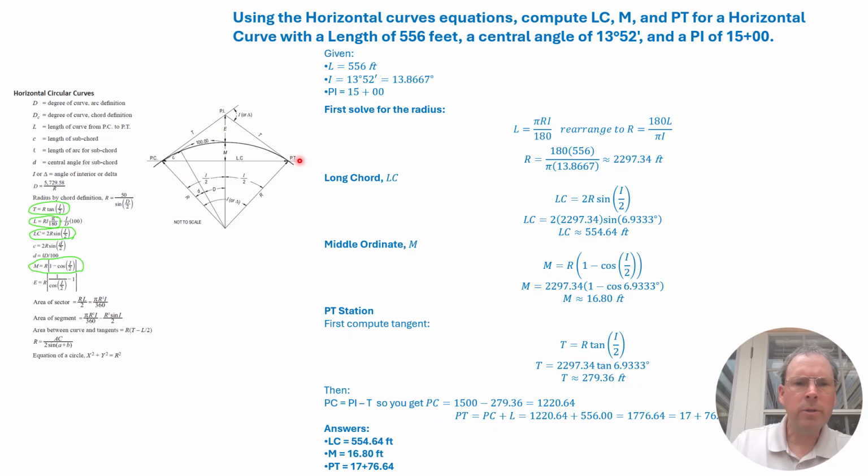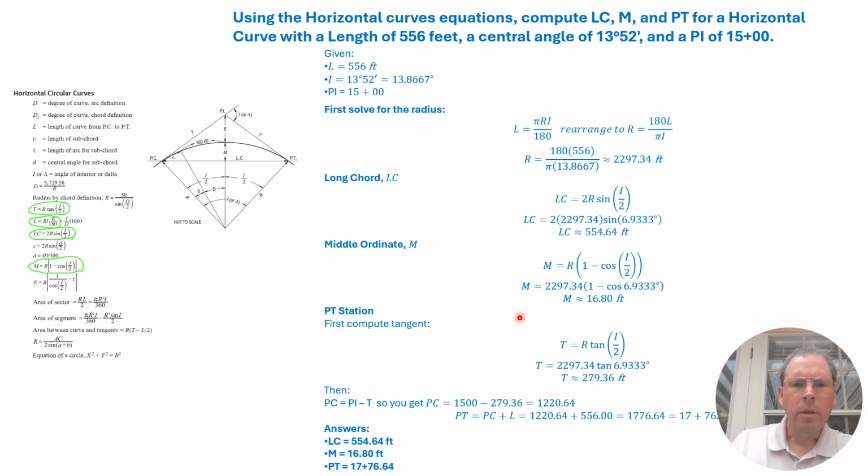And then we're going to calculate this long chord distance here using one of the formulas here. We wrote it out for us here. So we have all the terms there. We calculate the long chord distance, and then we're going to calculate the middle ordinate M with the equation given here. I wrote it out again. We have all the terms, 16.8 feet it comes out to be.